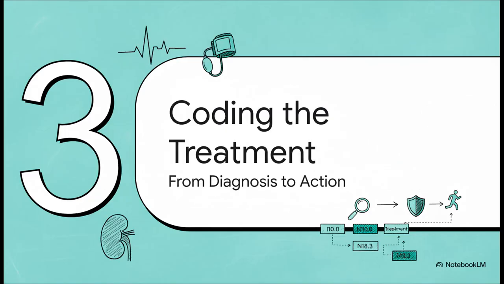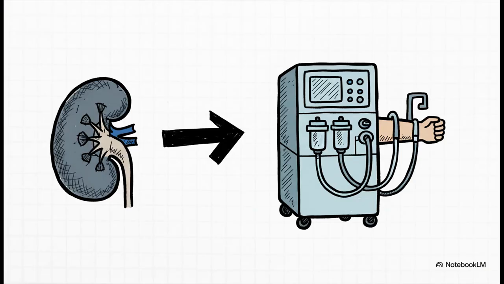But a diagnosis isn't the end of the story, is it? It's really just the beginning of the next chapter, the treatment. So how does our secret language handle the what-we-do-next part? The coding system has to track the action, too. Unfortunately for Jane, her story takes another turn. Her condition progresses to what's known as end-stage renal disease, which basically means her kidneys have all but shut down. To survive, she needs hemodialysis, a procedure where a machine does the work her kidneys can't.